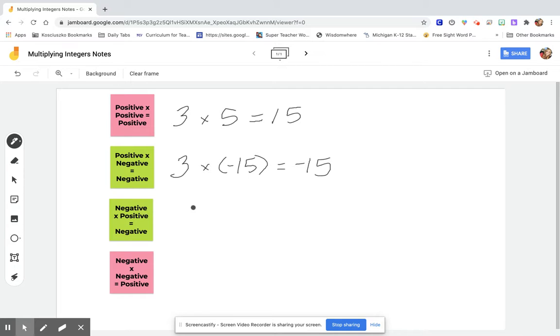A negative times a positive. So if I have a negative 3 times a positive 15, that's going to give me a negative 15. Okay, because I have a negative times a positive is equal to a negative 15. Now, if I have a negative 3 times a negative 15, I would get a positive 15. Sorry, 3 times negative 5.